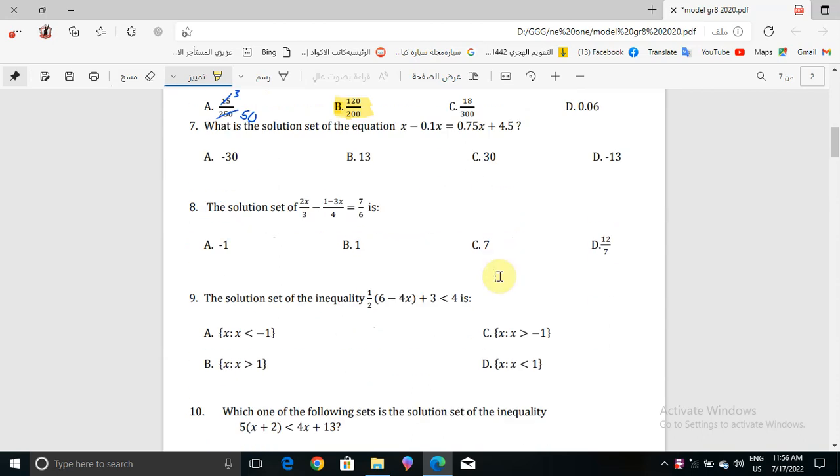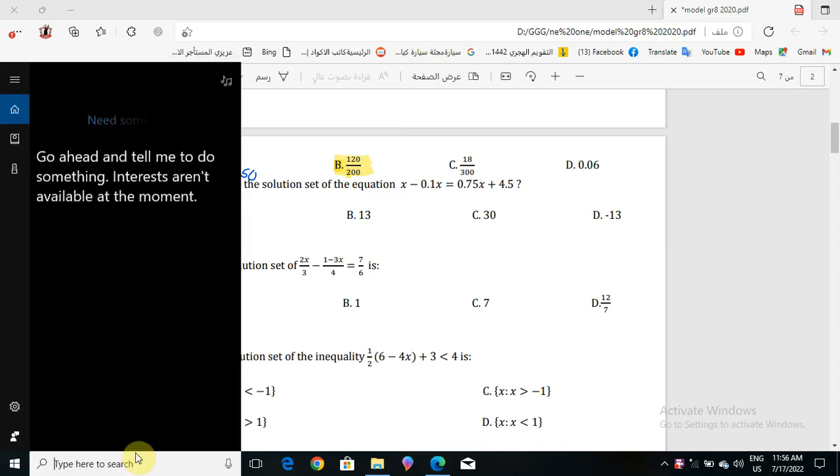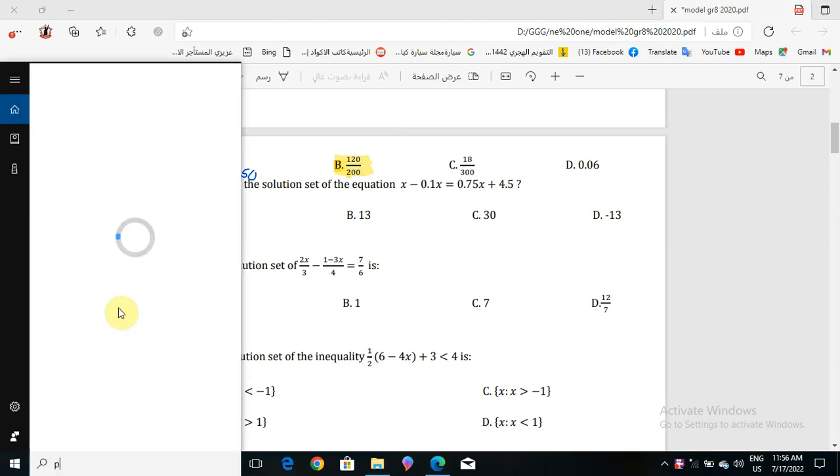Okay, now question number 7. What is the solution set of the equation x minus 0.1x is equal to 0.75x plus 4.5? Okay, what we will do here, because the space is not enough, is go to Paint.